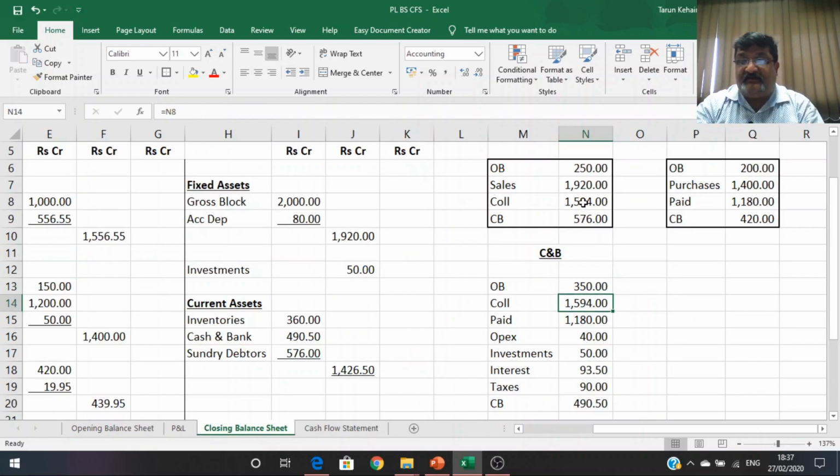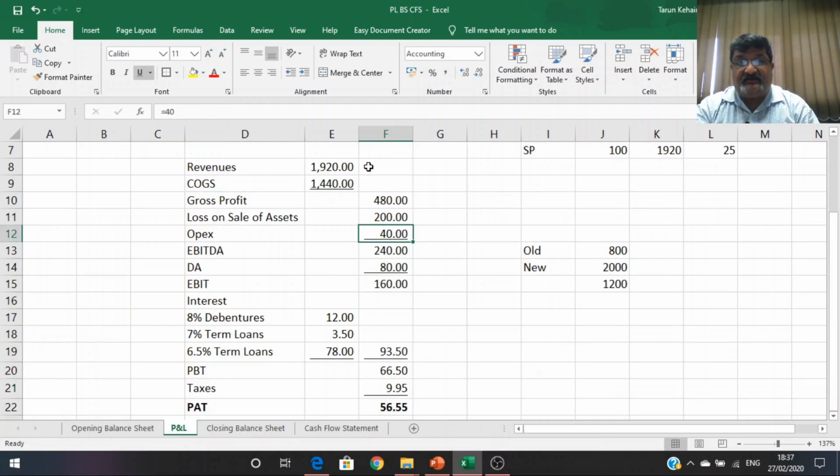I collected 1594 crores, which is what is coming from here. That is your collection from the debtors. I paid 1180 crores to my vendors, which is coming from here, and OPEX of 40 crores was paid in cash. If you can see here, it is there in the OPEX. We have paid 40 crores, which we have charged to the P&L also.